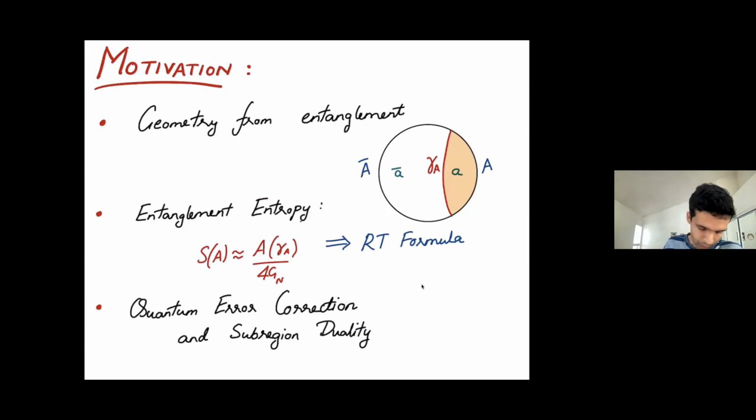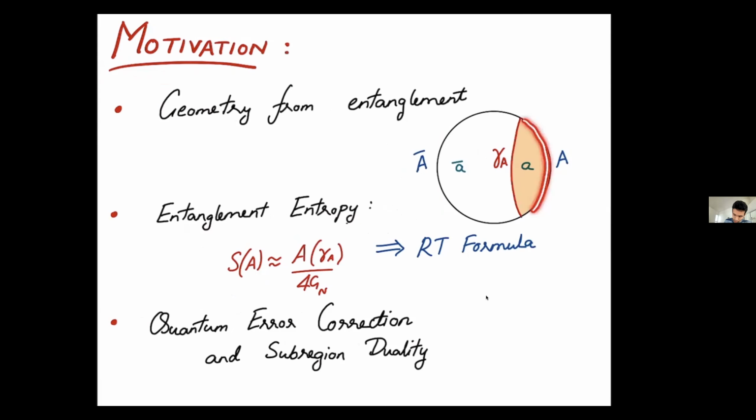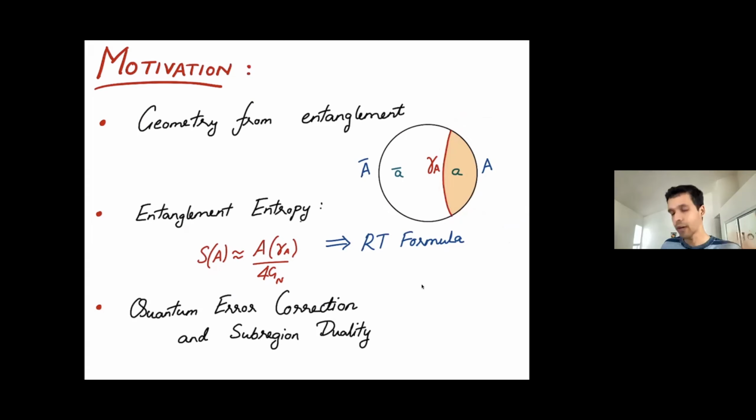So the Ryu-Takayanagi formula, just to review, is the fact that the entropy of a boundary subregion, A, which I've marked here, is given by the area of gamma A, which is the minimal extremal surface anchored to the boundary points of A. So here, this is gamma A, divided by 4 G Newton. So this is some generalization of the Bekenstein-Hawking formula. And it tells us that the entanglement between the region A and A bar is computed by a geometric object, which is this area.